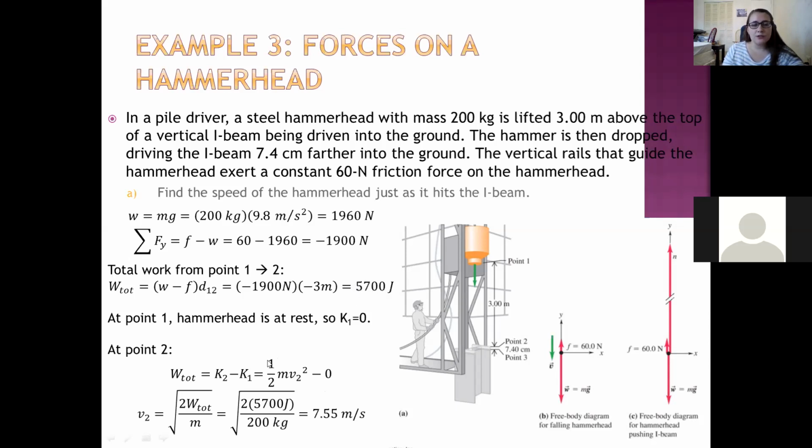We know the total work done is 5,700 joules. So once we rearrange our equation to solve for velocity, like we did in the previous example, we can plug in our numbers. So velocity at that point, right before it hits the I-beam, is the square root of 2 times our total work divided by our mass, or 7.55 meters per second.